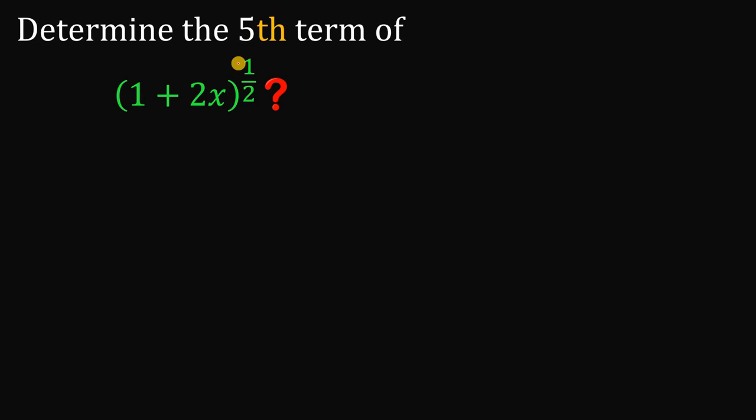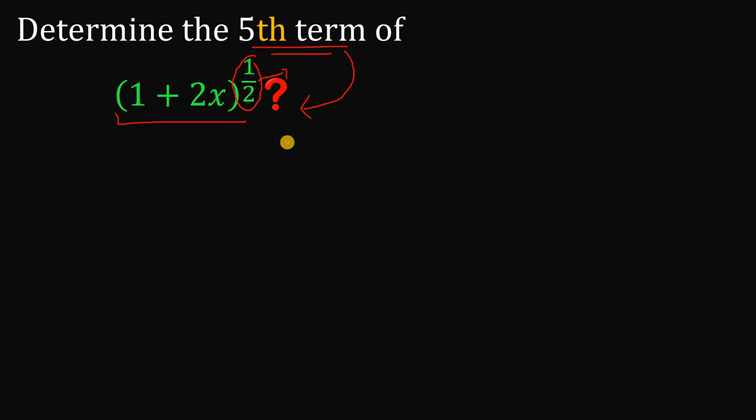Alright, so this is not usual. Determine the fifth term of the expansion of (1 + 2x) raised to the power of 1/2. This is not usual because we always see an integer exponent or a positive exponent. But this time, it is a fractional exponent. And our goal is to find the fifth term of the expansion of (1 + 2x) raised to the power of 1/2. Now, how do we do that?